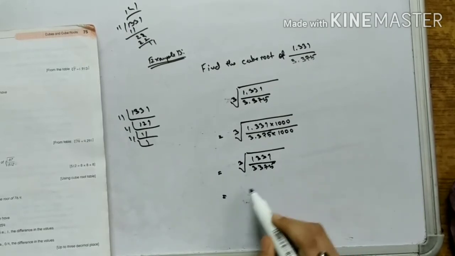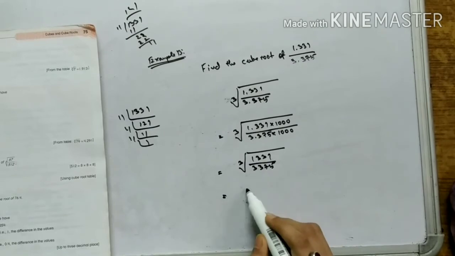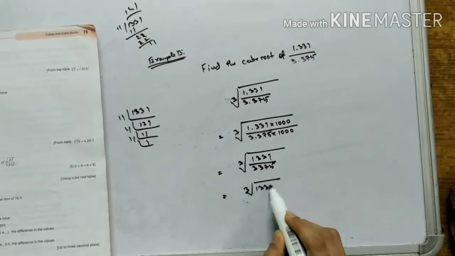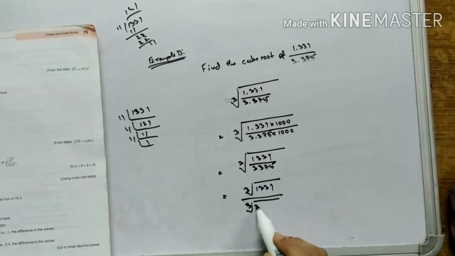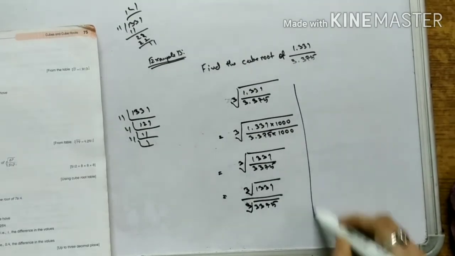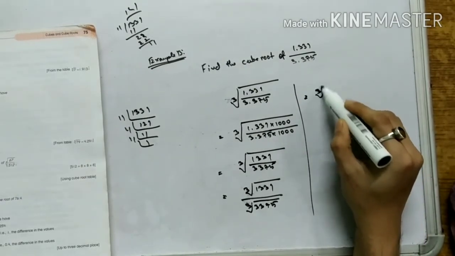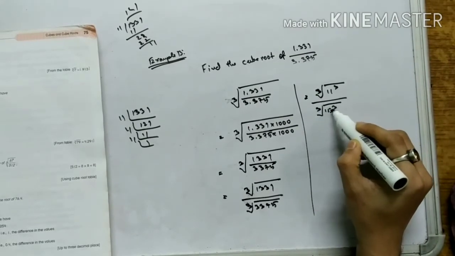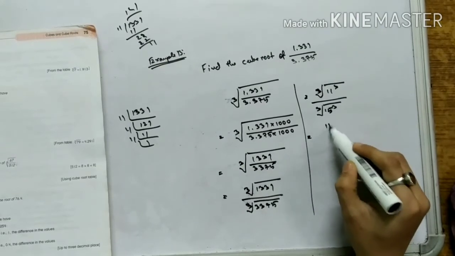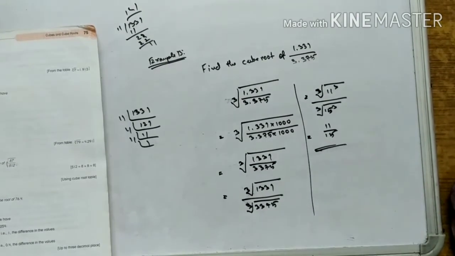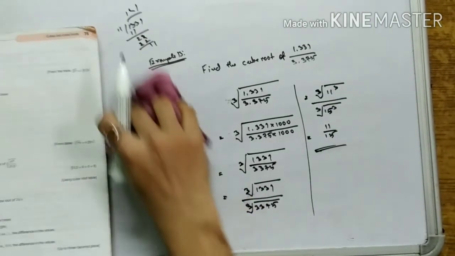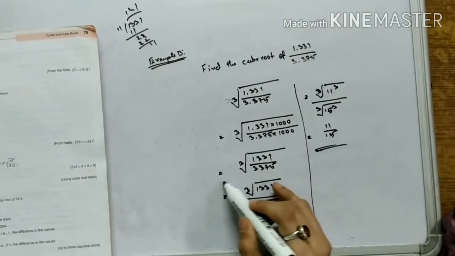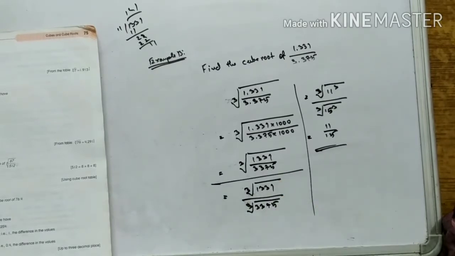So now you can split the root: cube root of 1331 by cube root of 3375. So this is ultimately cube root of 11 cube by cube root of 15 cube. So this one you will get 11 by 15. In this way also you can do. You understand? So there are many processes you see. From here another method I am showing. This one, if you want, you can write it down.